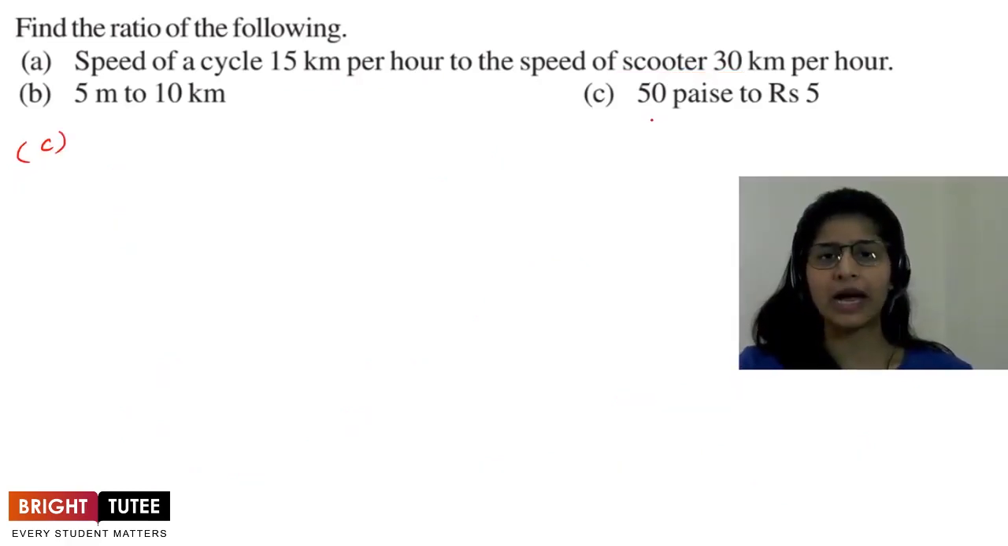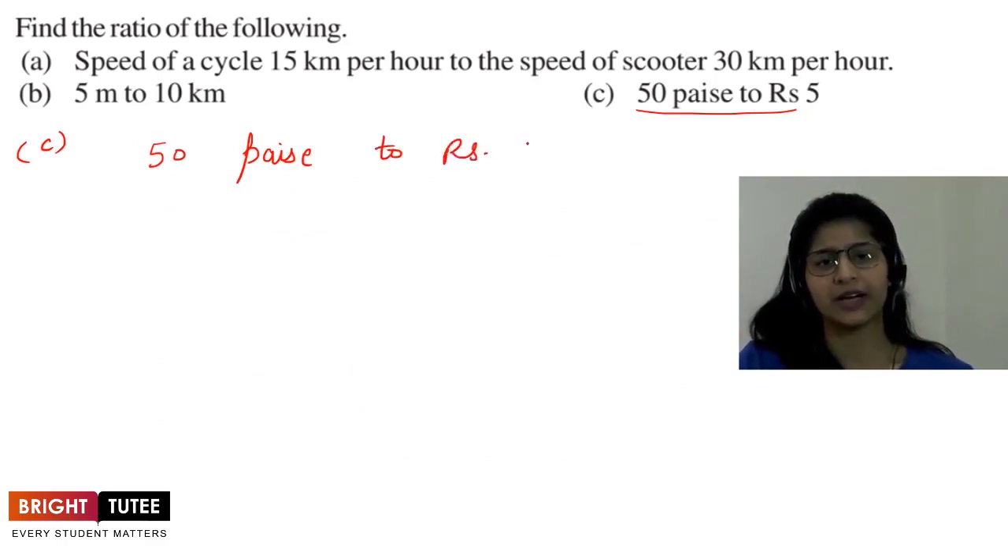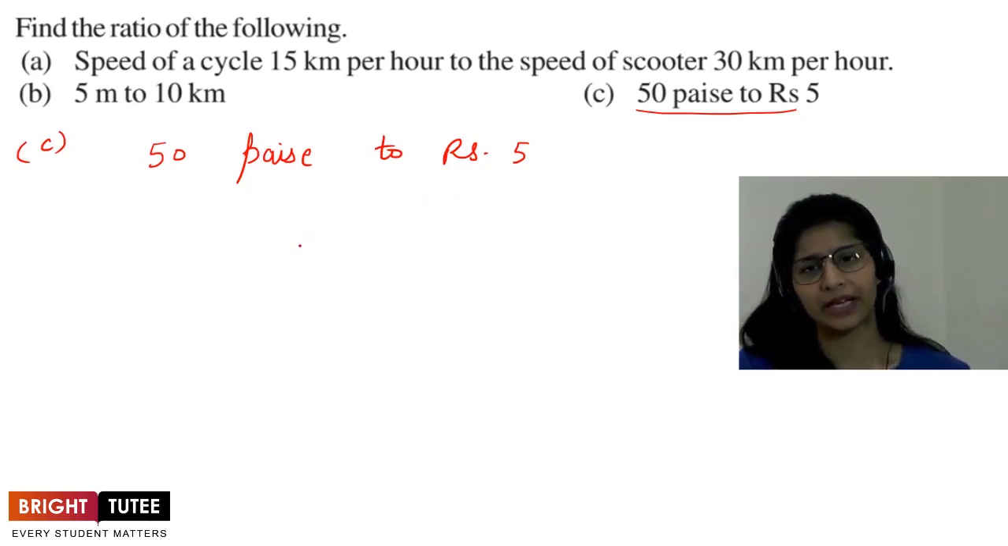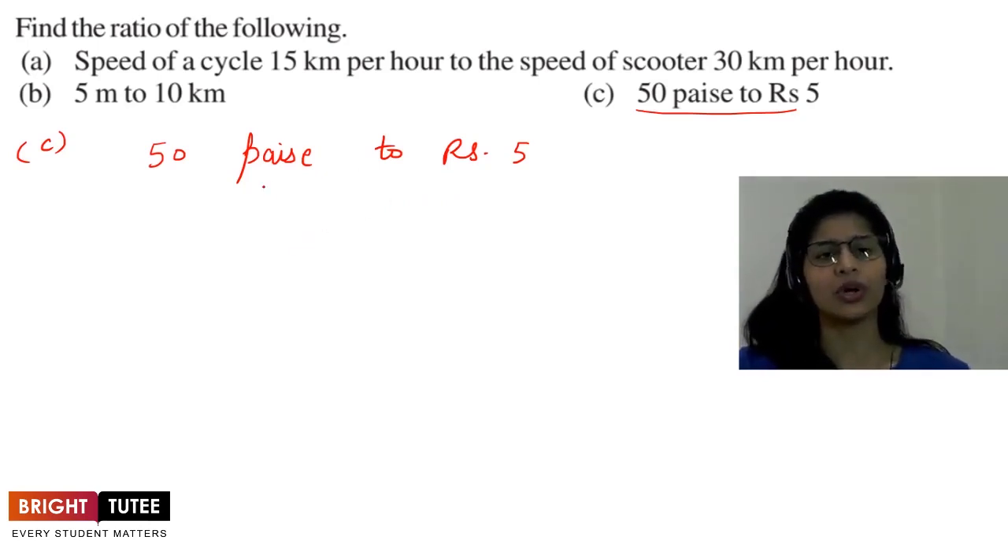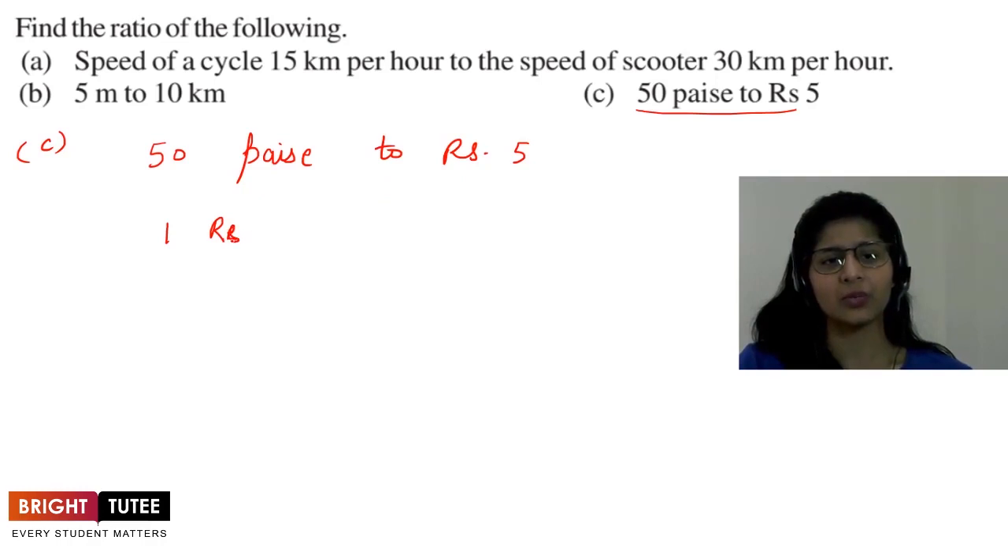In the third part, we have 50 paise to rupees 5. Now we know that both are money that we are comparing, the amount, so they are of the same kind. Can we convert rupees to paise? Yes. We know 1 rupee is equal to how much? It is 100 paise.